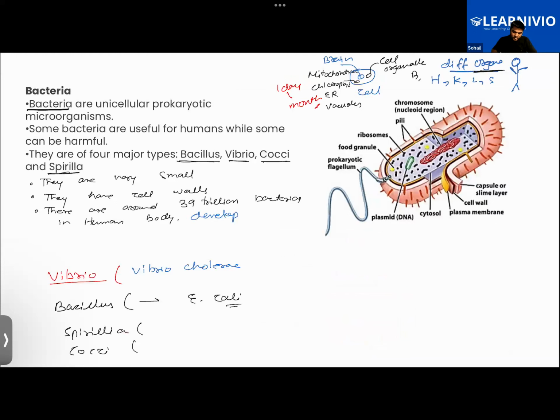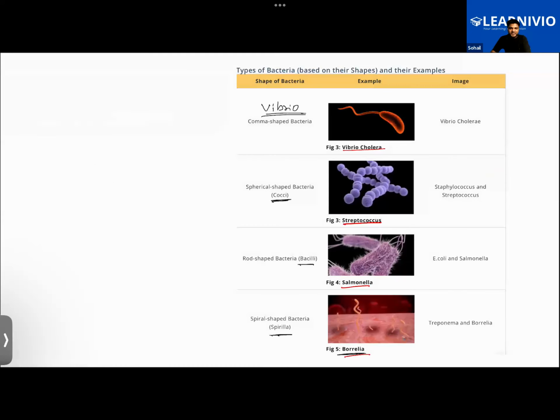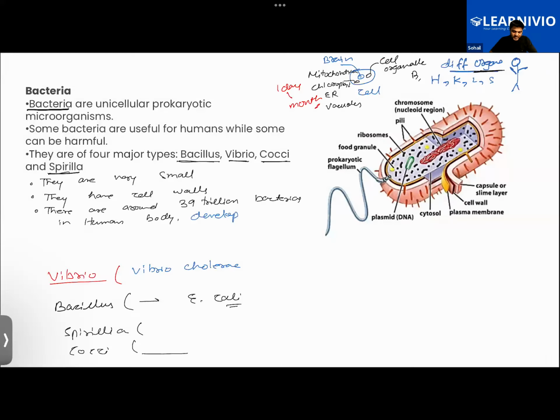Then talking about the cocci shaped bacteria. You had the example of this streptococcus. Okay, now. So what you guys will be doing after the class, you guys will be remembering the examples of these different shapes of bacteria. Okay.